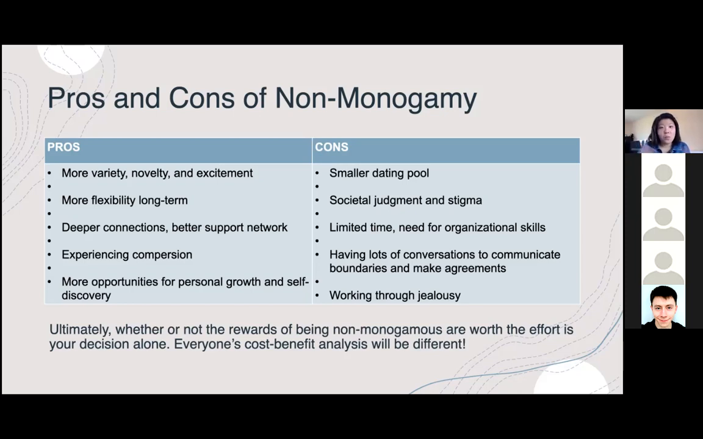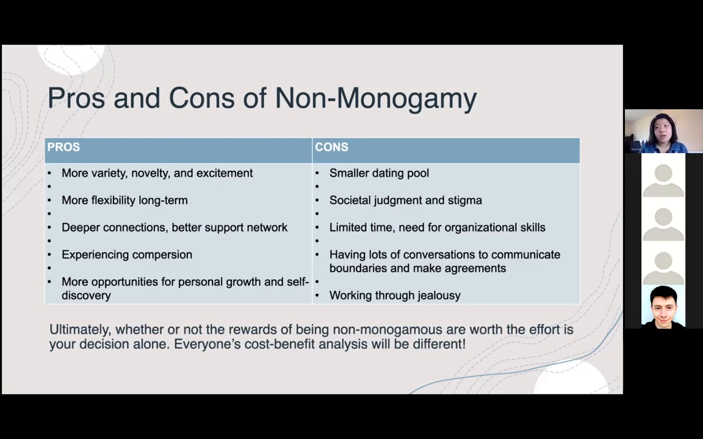And finally, there's working through jealousy. As I said, not necessarily a barrier, but if you're someone who tends to feel more jealousy than the average person, it's going to be a struggle. Whereas if you're someone who feels more compersion, then you might struggle with it a bit less. So yeah, but like I said at the very beginning, the cost benefit analysis is entirely up to you.